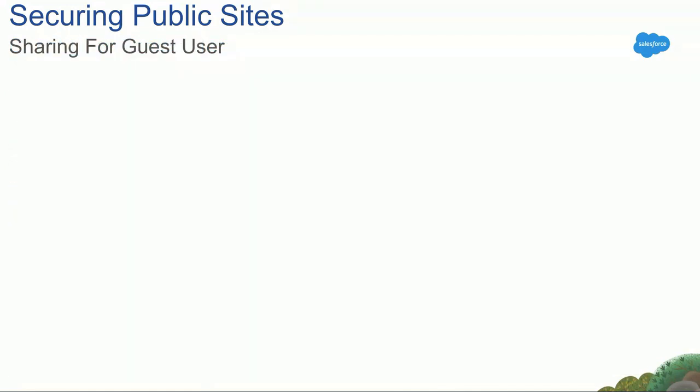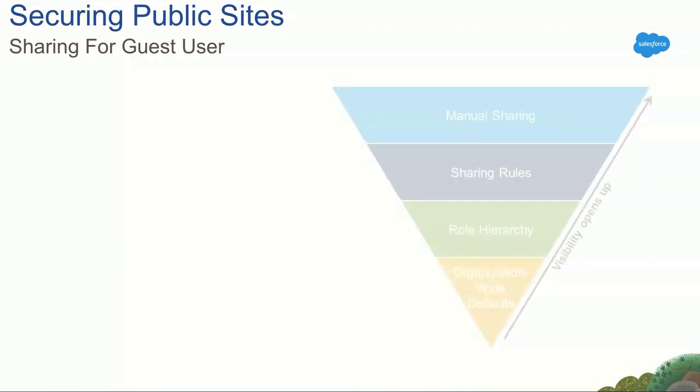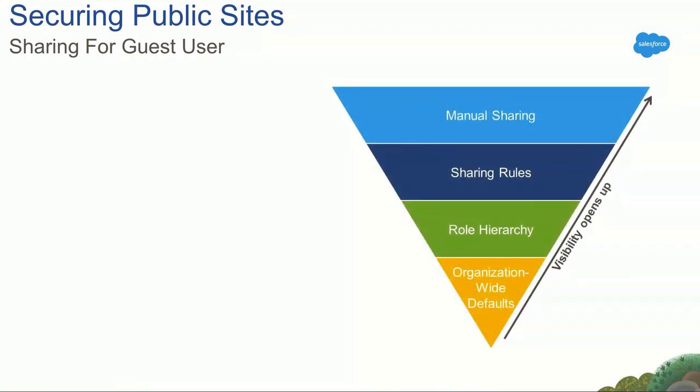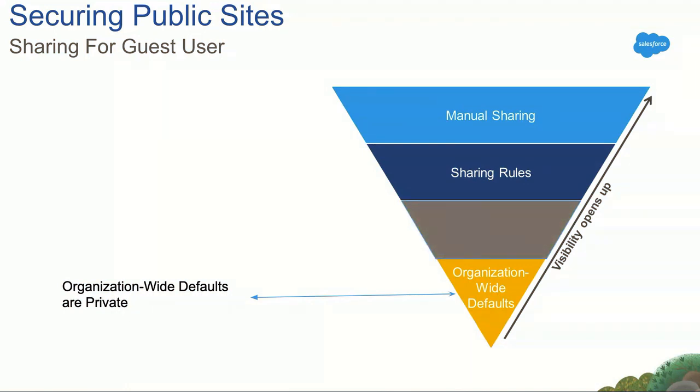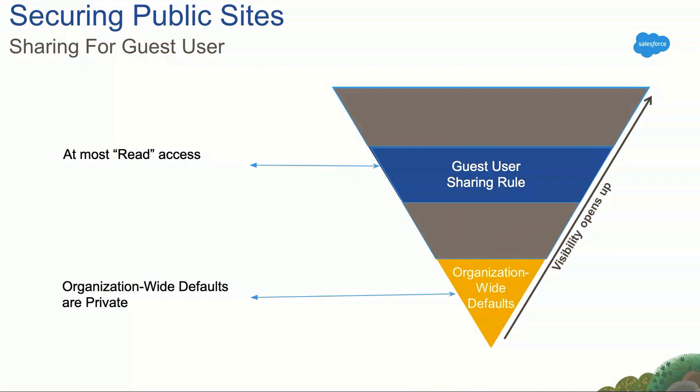Now that the org-wide defaults are private and we need to give access to data for guest users, we now need to see what we can do for sharing. So to understand that, let us look back at the sharing pyramid. So we know the org-wide default for guest users is now private. Guest users are not part of role hierarchies. As stated previously, they will not be part of manual sharing, which implies we need a new type of sharing rule, which is why we created the guest user sharing rule.